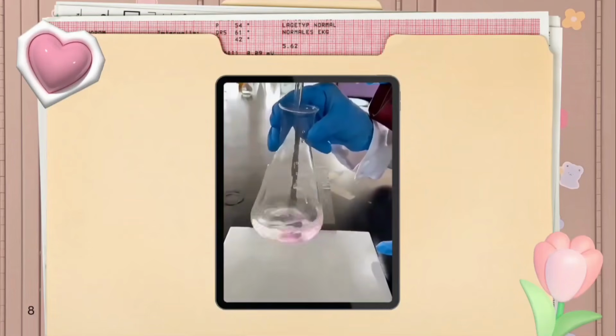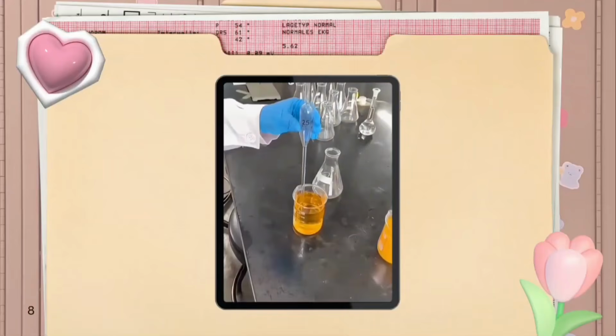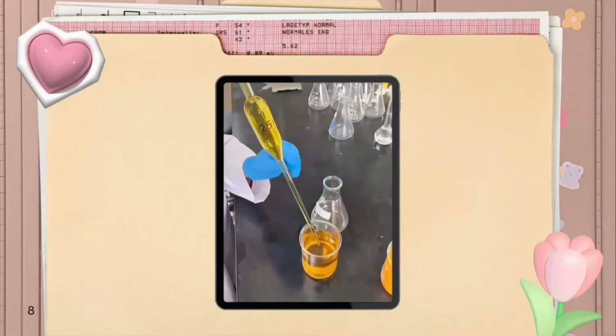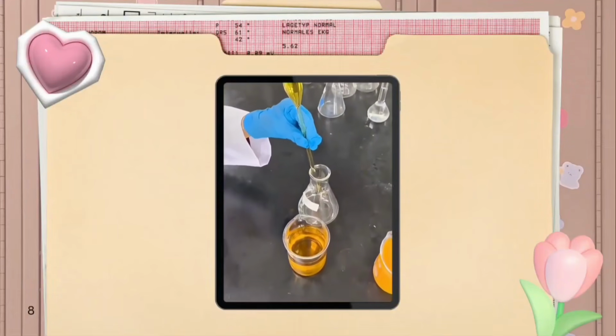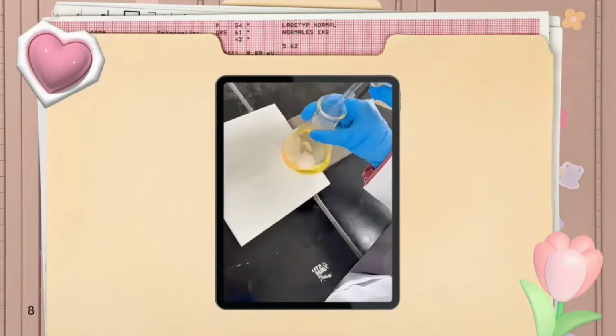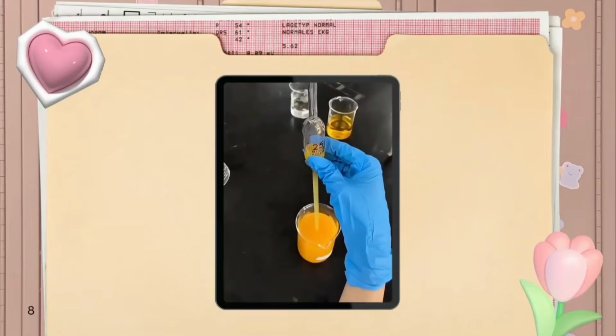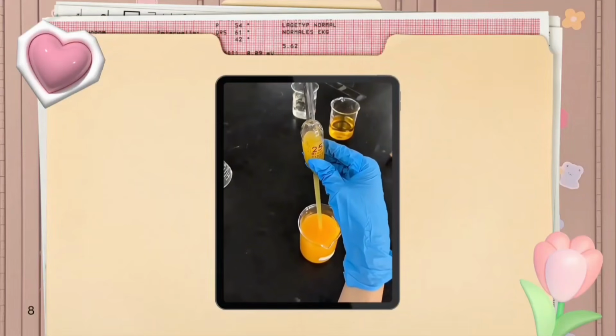A pale pink color that persisted for 30 seconds indicates the endpoint. The same titration procedure was repeated using the Red Bull sample. At the endpoint, a light orange color was observed and remained stable. Finally, the same procedure was carried out for the orange juice sample.